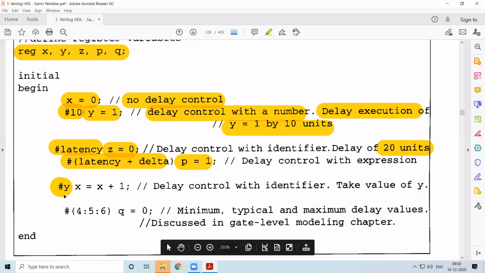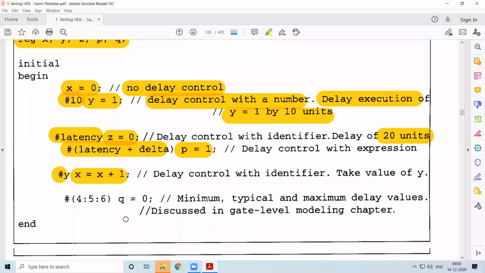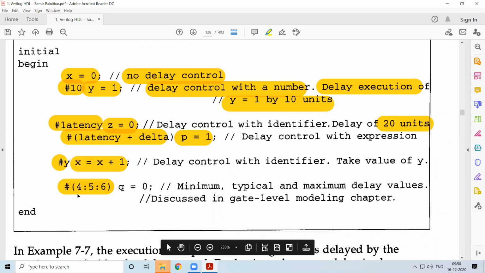Now similarly here, hash y is an identifier. So whatever is the value of y, based on that, the assignment happens. Now here it is a typical, min, and max expression. This is the minimum value, this is the maximum value, and this is the typical value. These are all pertaining to the rise time, fall time, and the turn off time.